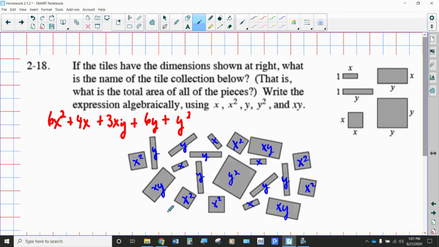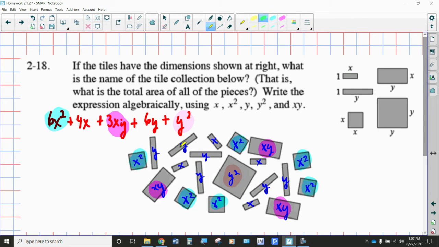And so how many total y squareds are there? There's only one y squared right there. There it is right there. How many xy's are there? 1, 2, 3 xy's. So we'll put that guy right there. How many x squareds are there? 1, 2, 3, 4, 5, 6 x squareds are there.